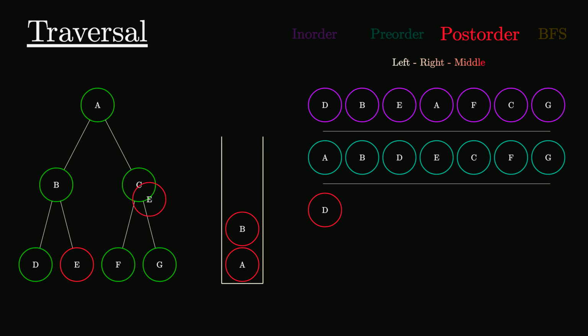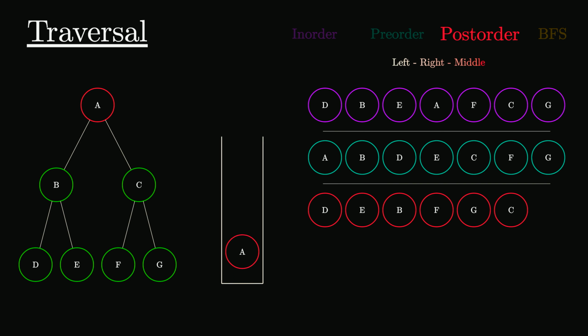Add E to the array. Backtrack to B again and add B to the array. Backtrack to A and start exploring the right subtree. Add F, then G, then C. Finally, since both the left and right subtrees are exhausted, add the root node A.